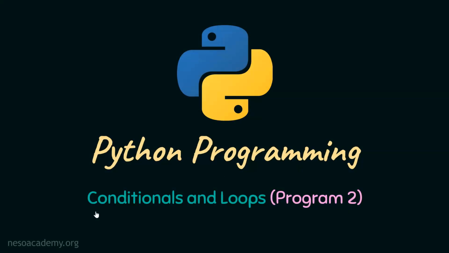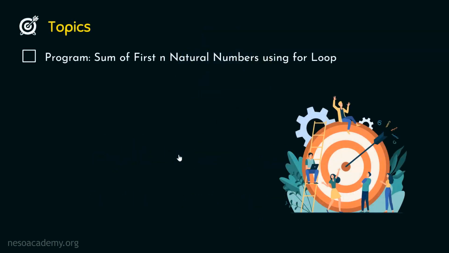In this presentation, we will discuss program number 2 on conditionals and loops. So without any further delay, let's get started. We have already discussed how to write a program to calculate the sum of first n natural numbers using while loop. In this presentation, we will learn how to write a program to calculate the sum of first n natural numbers using for loop. So let's get started with this lecture.